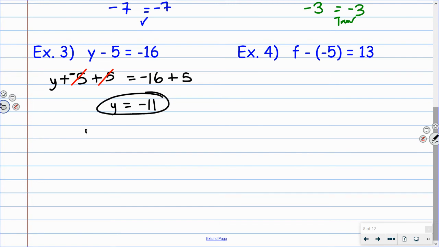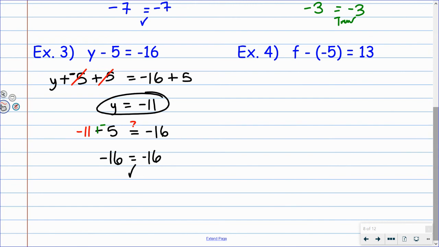No fake checking. Copy the original equation. Substitute in what we think is there. Cover up the other side so your brain doesn't cheat yourself. And again, I'm going to change this subtraction into adding the opposite. But if I have -11, -5, I'm thinking -16. Boom. This is a true statement.